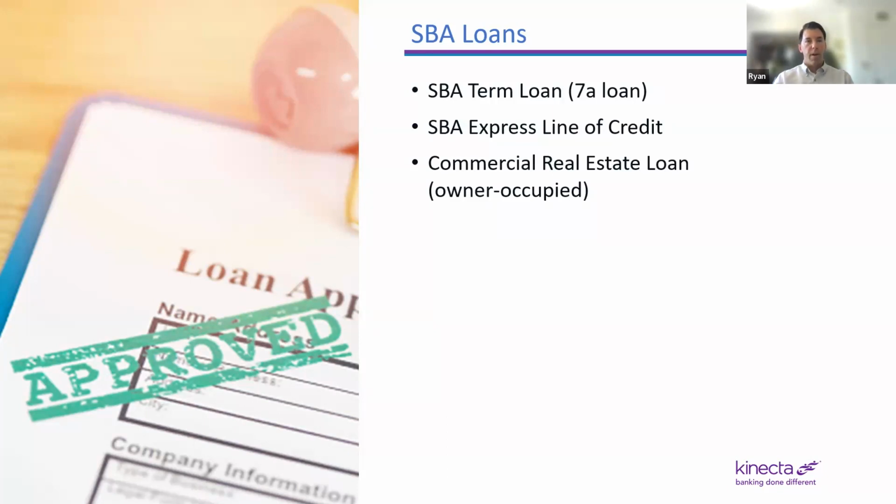Those are the majority of the loans that we do at Kinecta on the SBA side. We do 7A term loan, and we do the express line of credit, and then we do the commercial real estate loan for owner occupied. Usually on the real estate transactions, those require a down payment between 10 to 20%, and then Kinecta would finance the rest of it. If you can go to the next slide, we'll talk about use of proceeds.